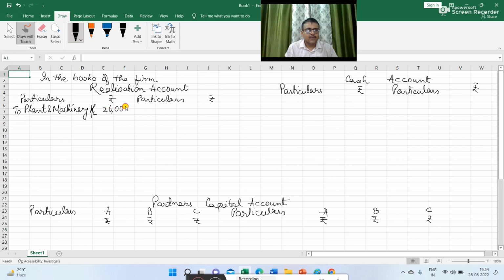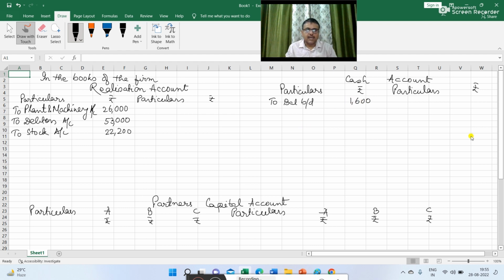26,000. Next is debtors. So realization account debit to debtors 53,000. Next is stock. So realization account debit to stock 22,200. Next is the balance of cash. So I have to record it in the cash ledger to balance BD 1,600.